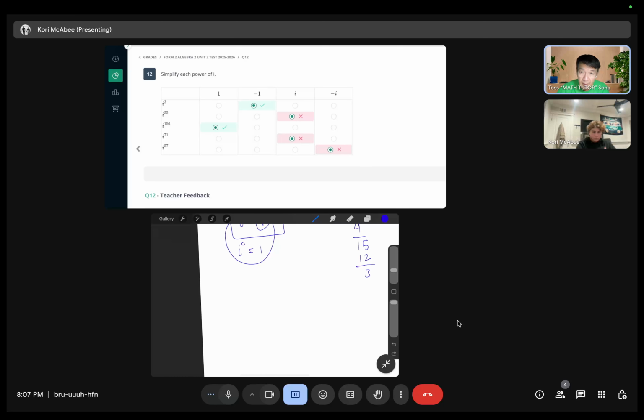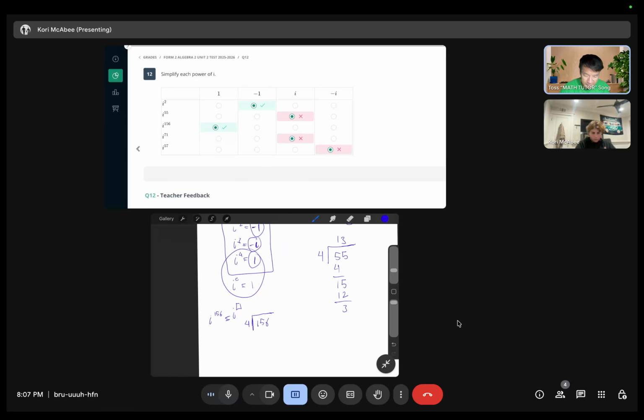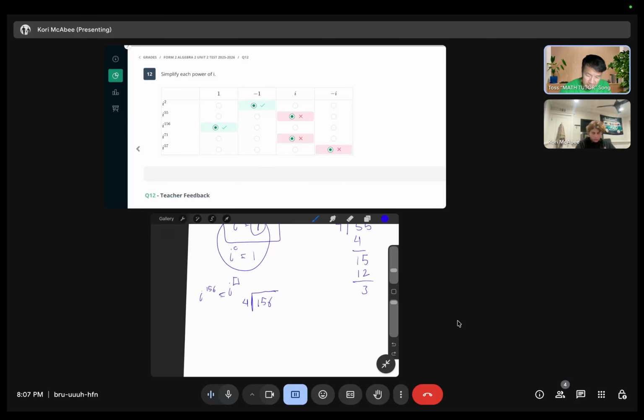Okay, so I to the 156. Again, long division. 4 into 156. Okay, the remainder is your answer. It's going to be I to the remainder power. So let's get ready for that. 4 can, didn't we do this one? No, anyway. 3, 12, subtract to be 3, bring down the 6.